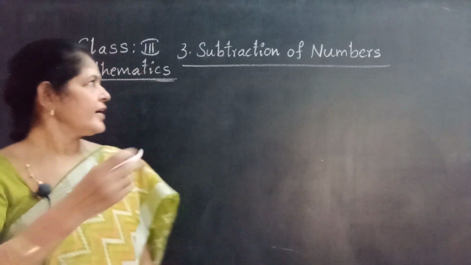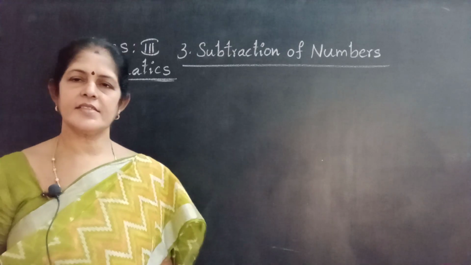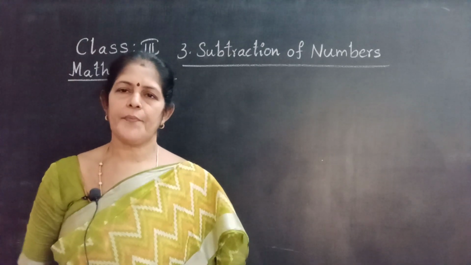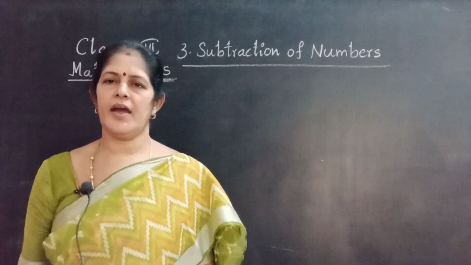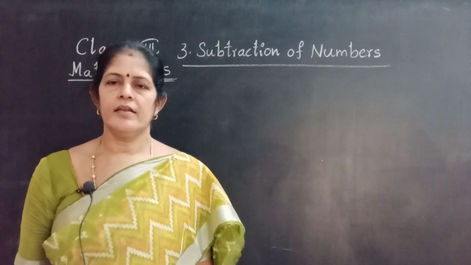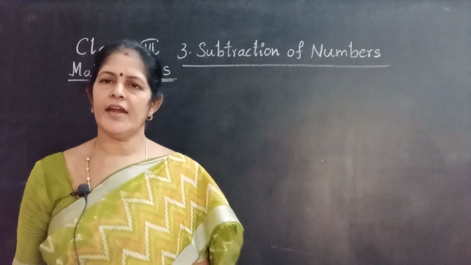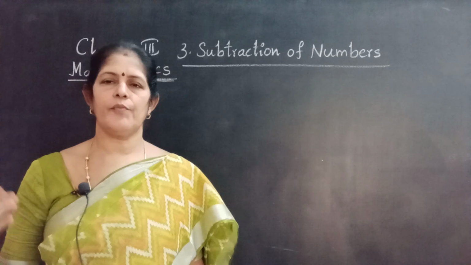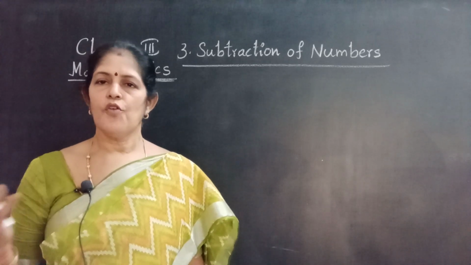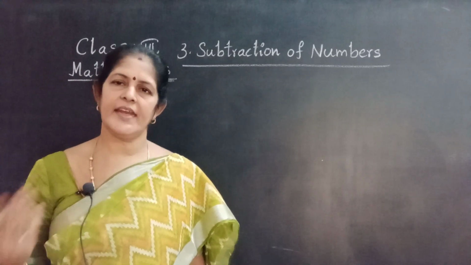Last class, we continued the third chapter, subtraction of numbers. In subtraction, we take away a small number from a big number. Take away 84 from 184. That means 184 minus 84.